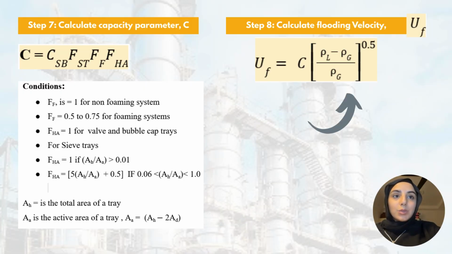Next we have to calculate the capacity parameter using C_SB obtained in the step before, which is the capacity flooding factor, the surface tension, and also the correction factor based on the tray type. Make sure to use the correct factors based on your case, because a non-foaming system is totally different from a foaming system. So you have to refer to the conditions as you can see in the picture.